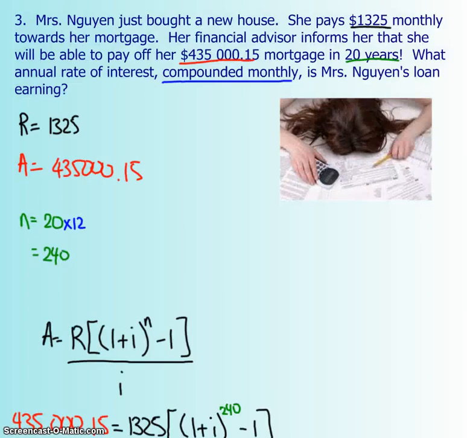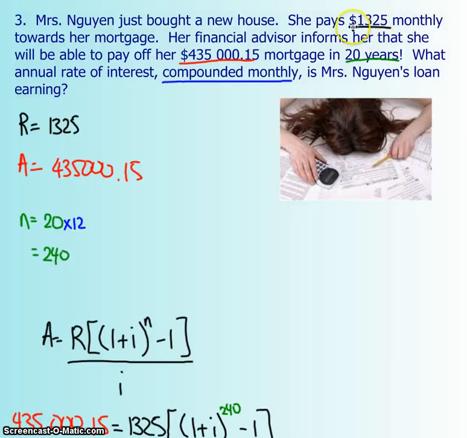Here's the last question. So Mrs. Nguyen just bought a new house. She pays $1,325 monthly towards her mortgage. Her financial advisor informs her that she will be able to pay off her $435,000 mortgage in 20 years. What annual rate of interest compounded monthly is Mrs. Nguyen's loan earning?